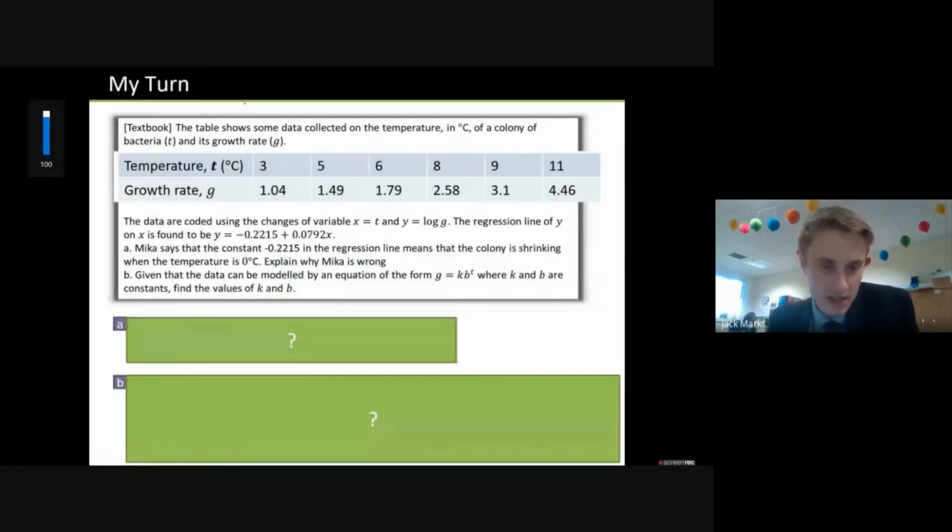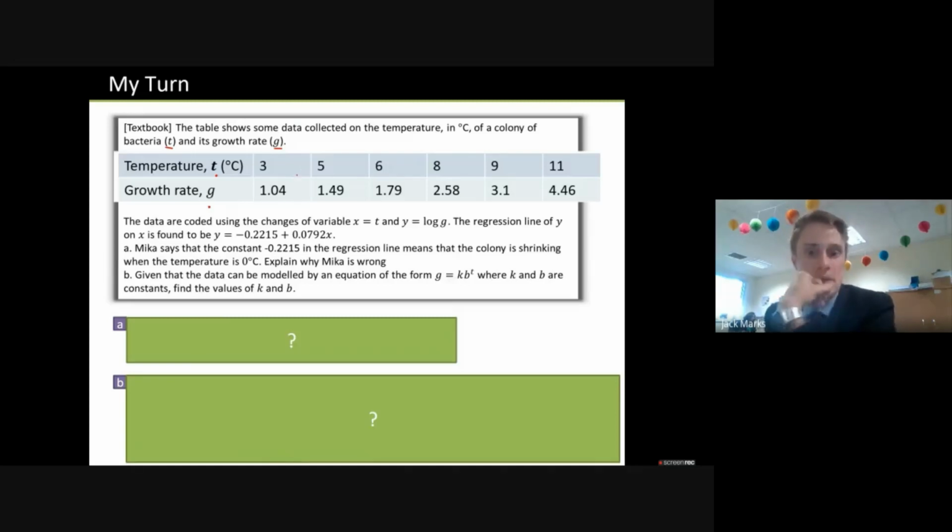So for my turn, let's have a look at the example. The table shows some data collected on the temperature in a colony, which is T, and its growth rate, which is G. So we've got T and G here. Okay, so what have we got going on? As temperature is going up, it seems that the growth rate is going up.